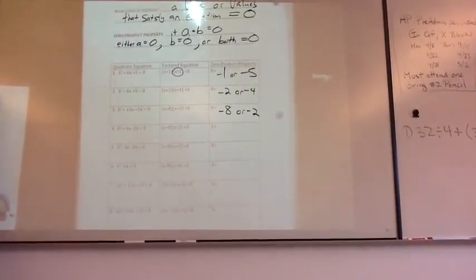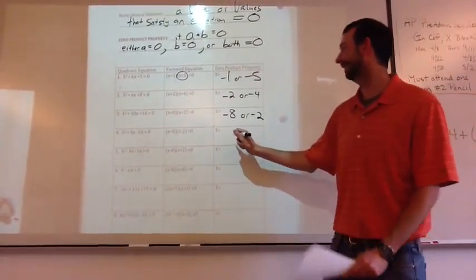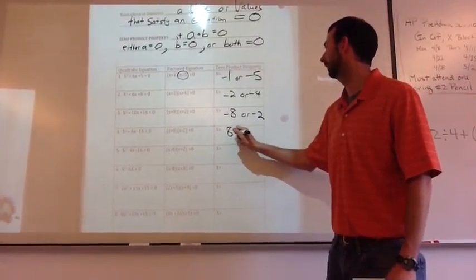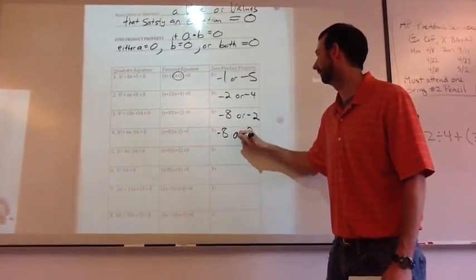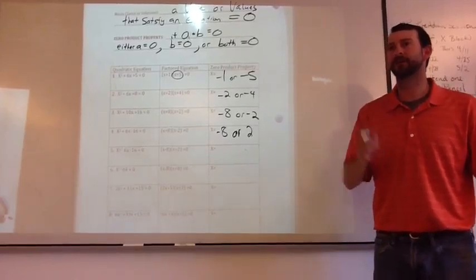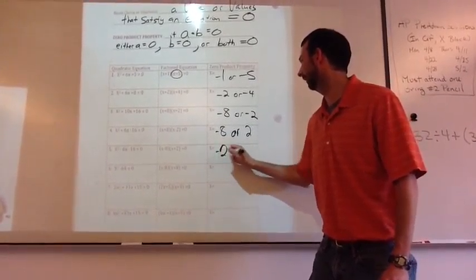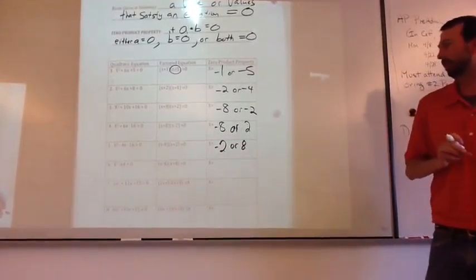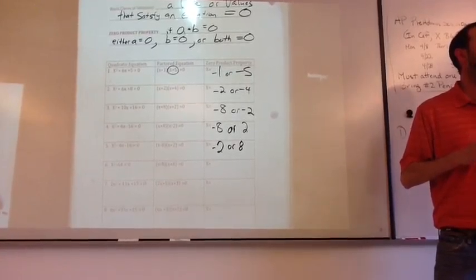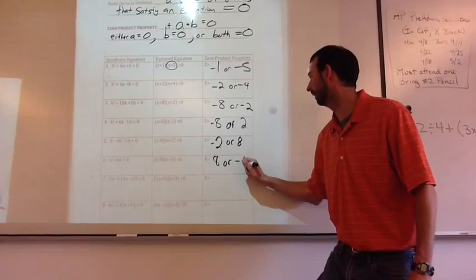Number 4, roots, yes? Me? Yes, you. 8, -8, positive. -8 or positive 2. Number 5. Okay. -2 or 8. Number 6. So, 8 or -8.